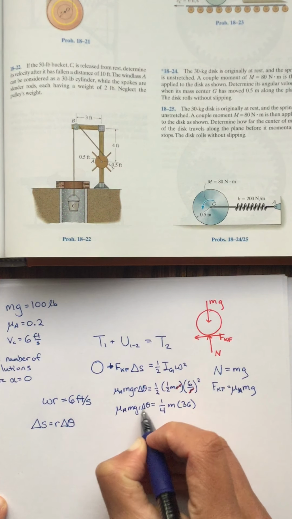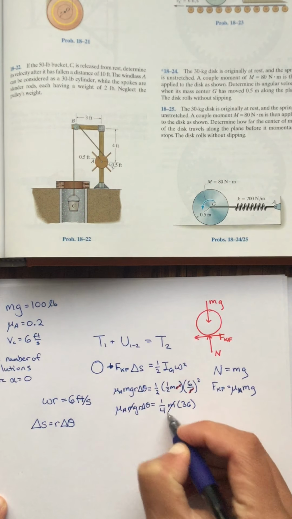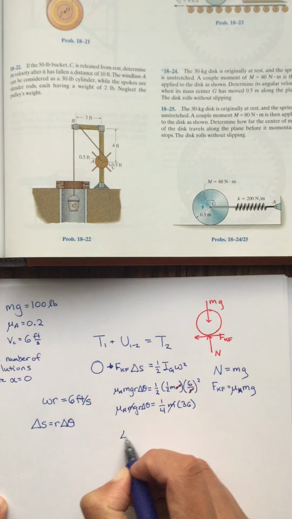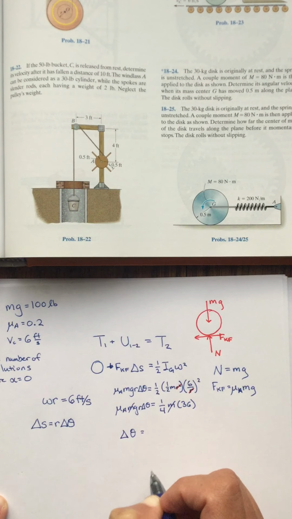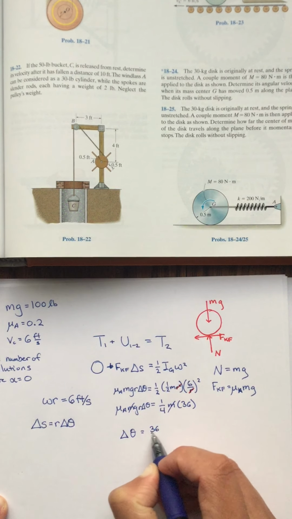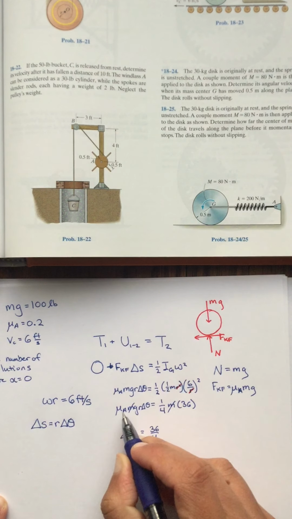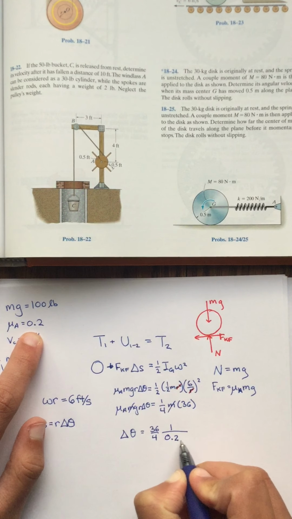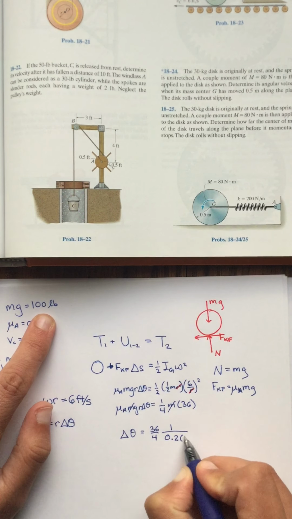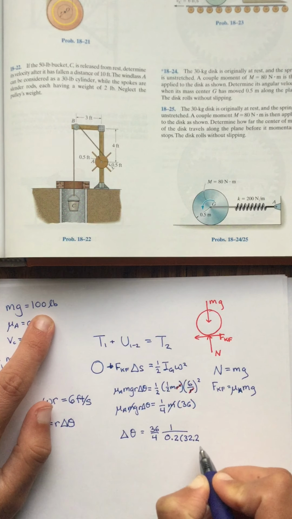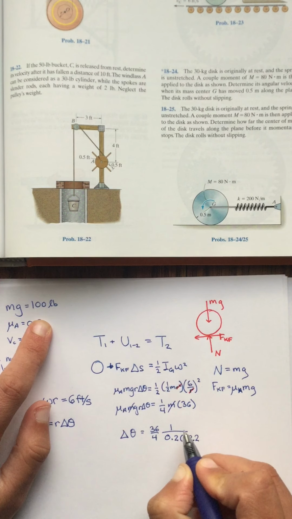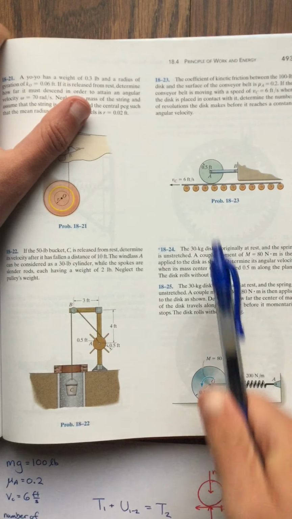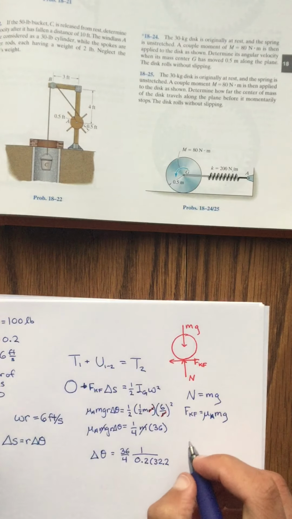I'll just write that again down here. The mass cancels out. We're not really looking for delta theta, but we're going to find delta theta first. And then we're going to find the number of revolutions. So delta theta is equal to 36 divided by 4. Then bring the mu A g r over to the other side. The coefficient of kinetic friction is 0.2. g is 32.2 feet per second squared. And r, if we go back to the picture here, is 0.5 feet.